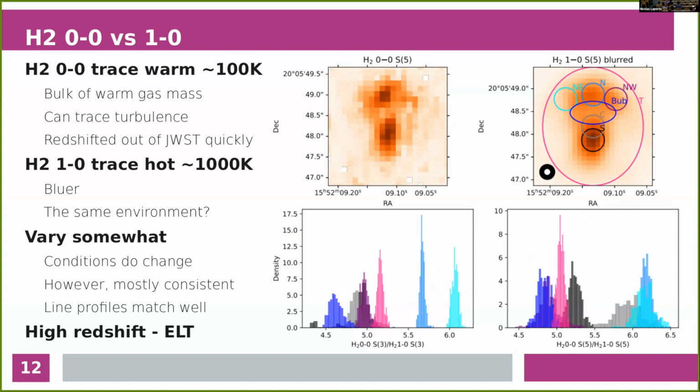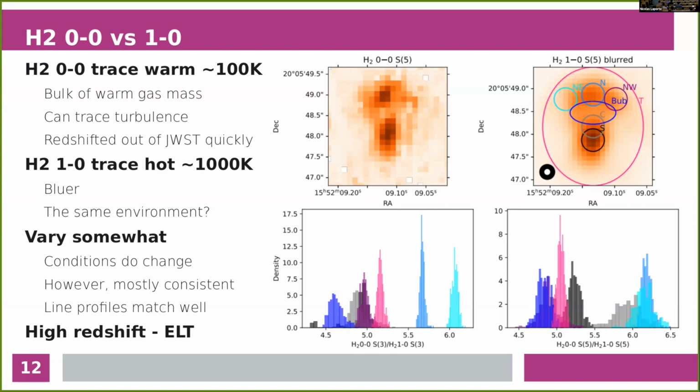But the ro-vibrational ones, the 1,0 lines, trace much hotter gas. Because of that, they're much bluer. Unfortunately, you can't say that these trace the same environments. So what we find is we pick different areas in the galaxy, and we find that indeed, there are different ratios. As you go to different areas of the galaxy, your environment does change. However, the change isn't that big and is actually smaller for larger redshifts than the systematic uncertainties that you'll encounter.